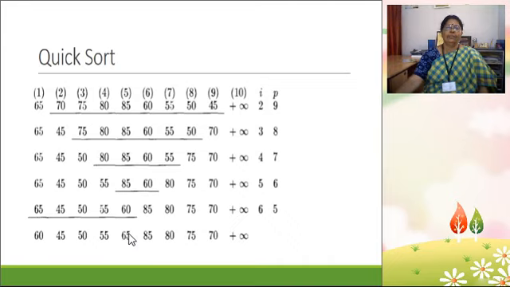Now the input array is divided into 2 subarrays. The first subarray having 4 elements 60, 45, 50, 55. The second subarray containing 85, 80, 75, 70. So this is how the input array is divided into subarrays, based on the pivot element.